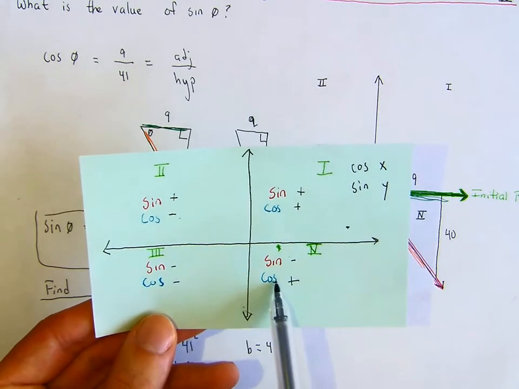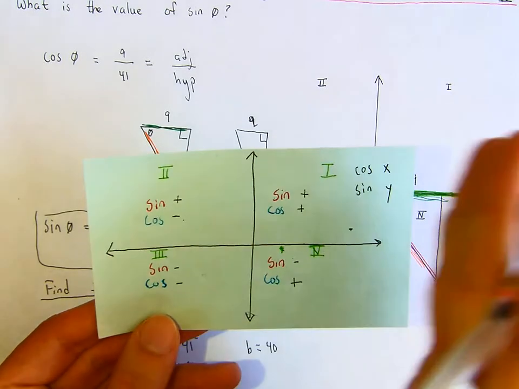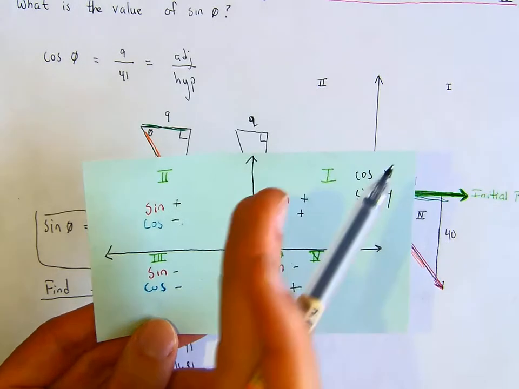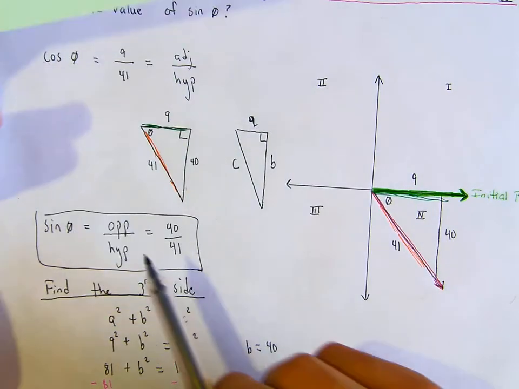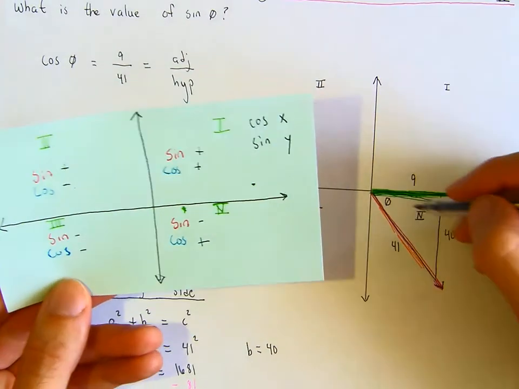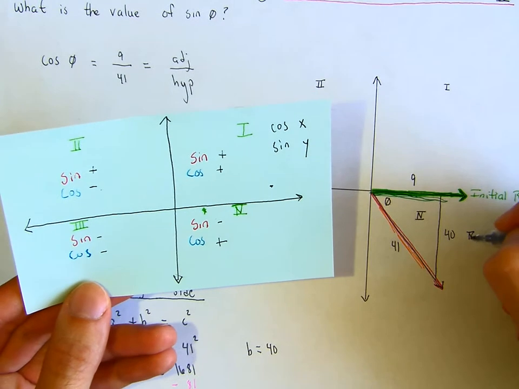When is cosine positive? Remember, cosine is the x value, so it's on the right side. So in quadrant 1 and 4, cosine is positive. Here, cosine is negative. So to fully answer this question, it's saying sine of theta is equal to 40 over 41. But where is your theta? Notice your theta is in quadrant 4.